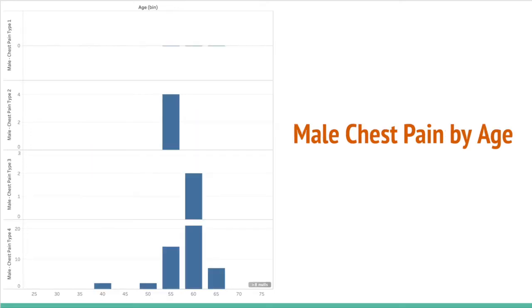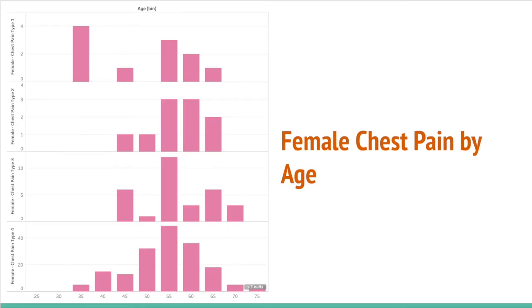Now here we go on to chest pain for men. This is also sorted by age. Here we see that for type 1 chest pain, there are no men with this type of chest pain, and there is barely any data for the rest of the types of chest pain. However, when we go to the female chest pain by age, we see that there's a decent amount of data, but still not enough. So here we can conclude that there's some kind of bias based on gender and age.